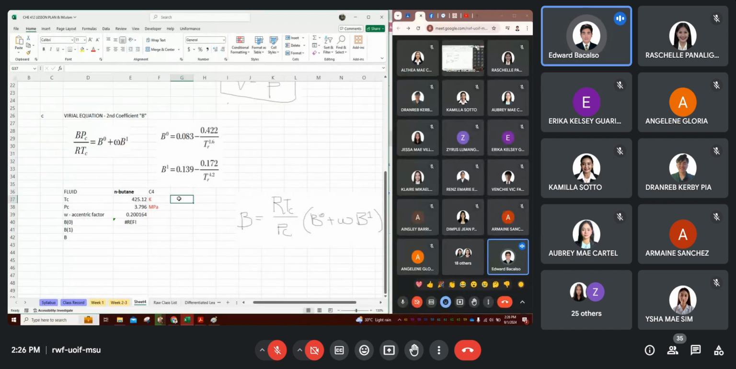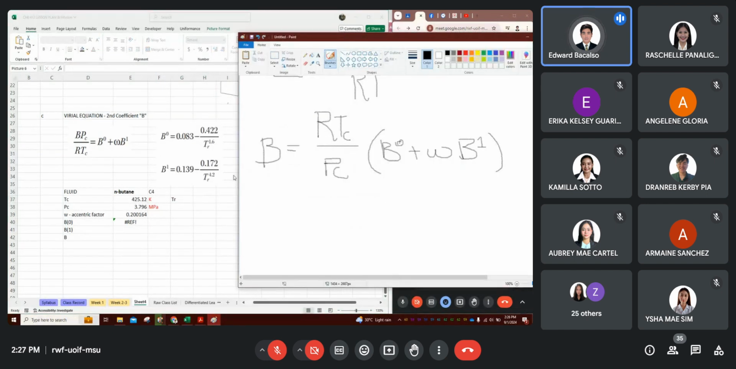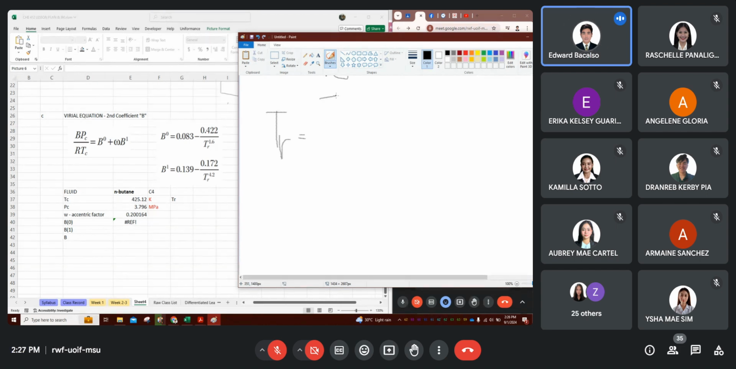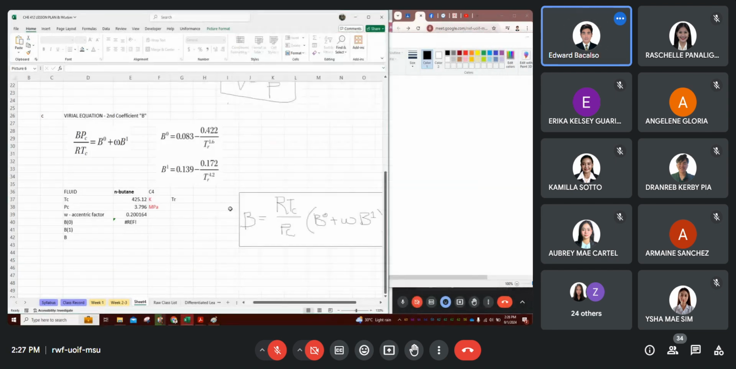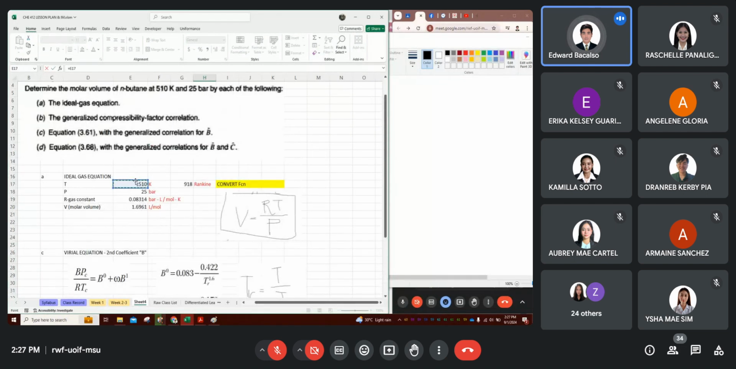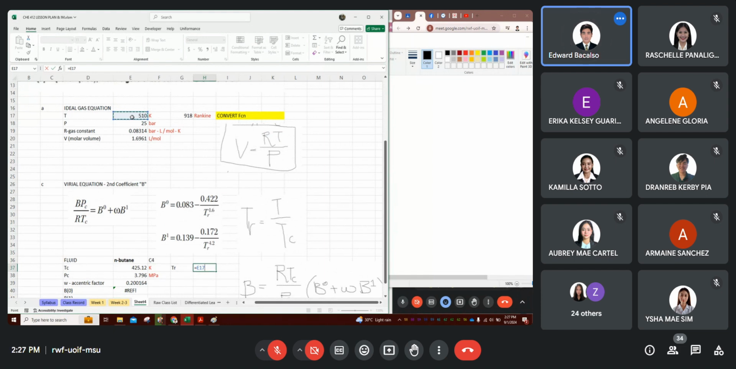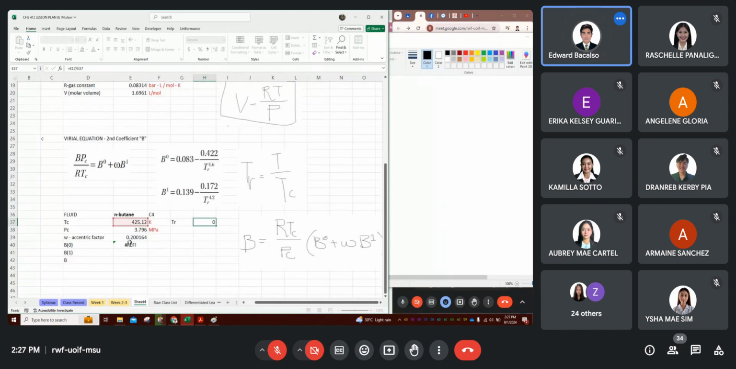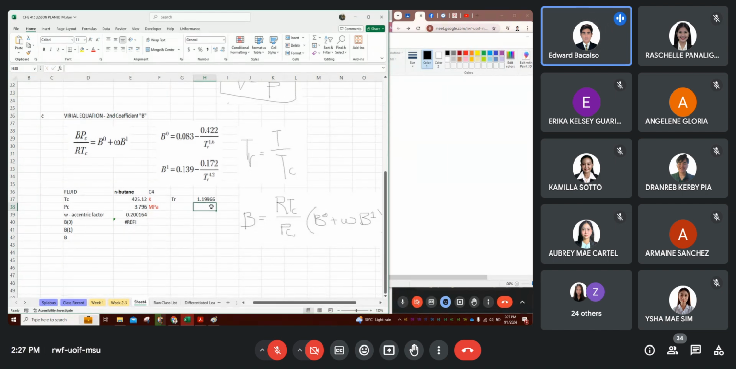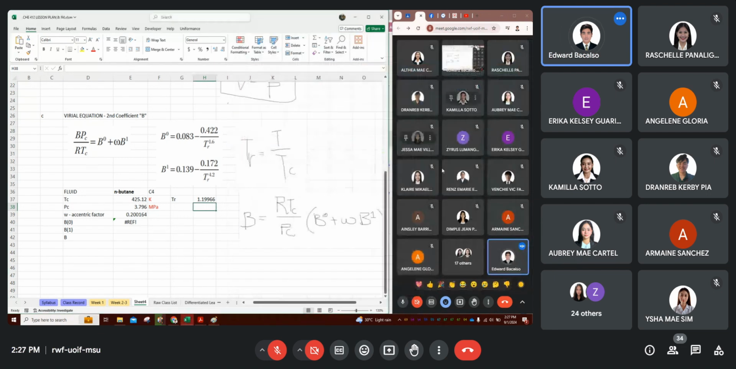So we can compute for TR. So ano ba ang definition ng TR? TR is just the ratio. No, tawag ng TR is reduced temperature. So that reduced temperature is T over Tc. Whatever the given temperature divided by the critical temperature. Yan lang yan. So which is why if kokompute ka ng TR, it's just T over Tc. So to compute for TR, that's equal to temperature na 510. So refer to the initial 510 na cell divided by TC. Critical temp is 425. So you get a TR of 1.19966. Alright.